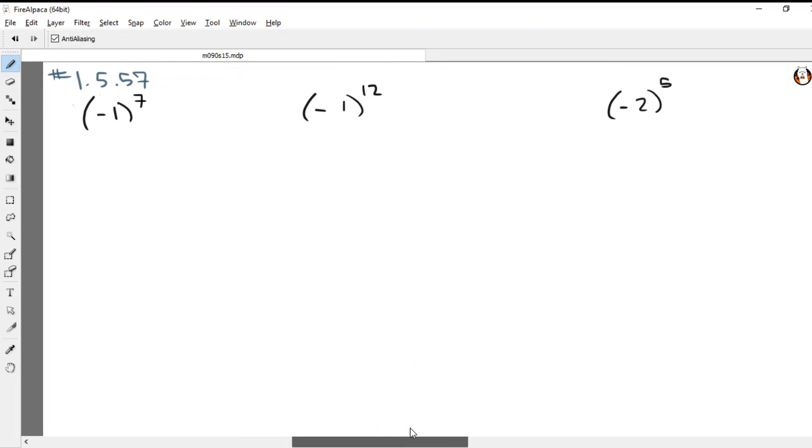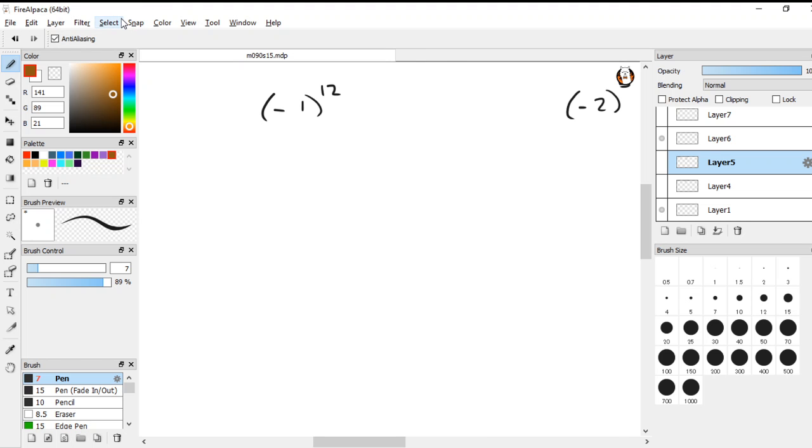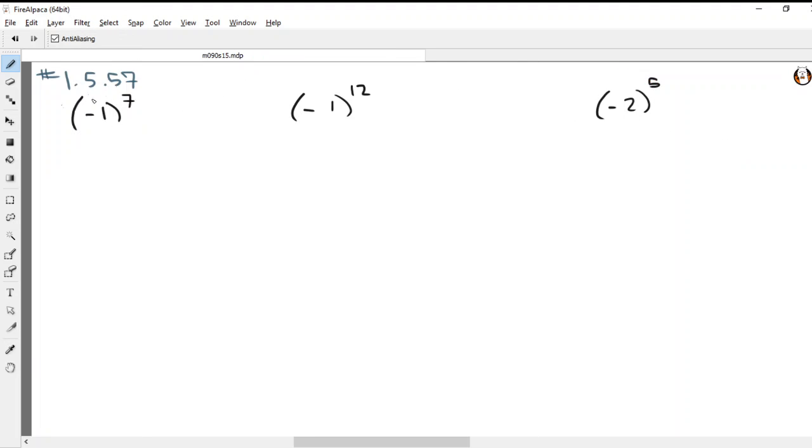This is number 57 in the homework. And it starts with asking what negative 1 to the 7th is. That's what it wants to know. Well, 7 is odd, and if I've got an odd power, that means that this will be negative, and 1 to any power is 1. This is a negative 1.